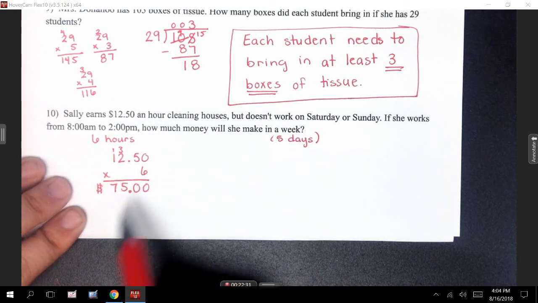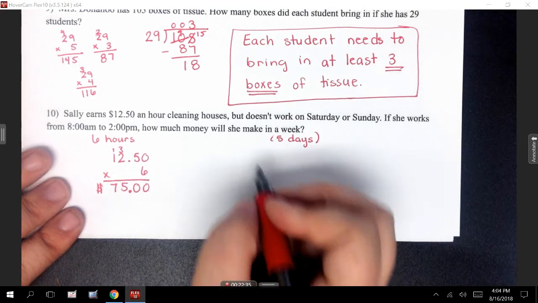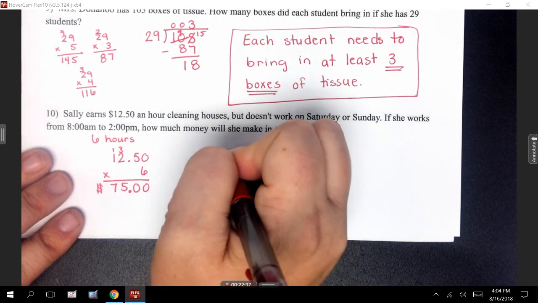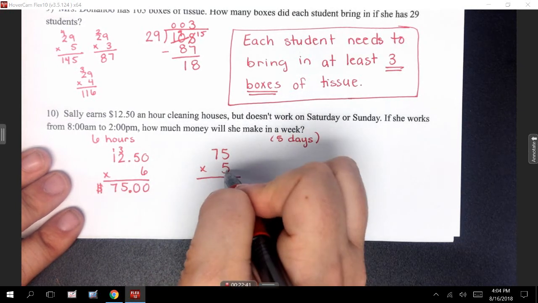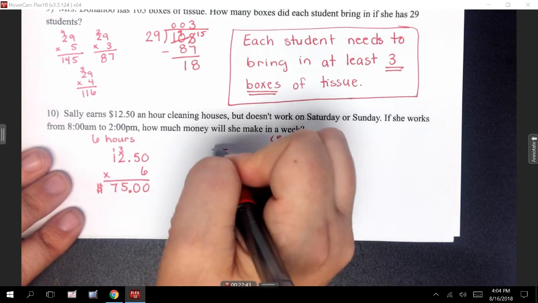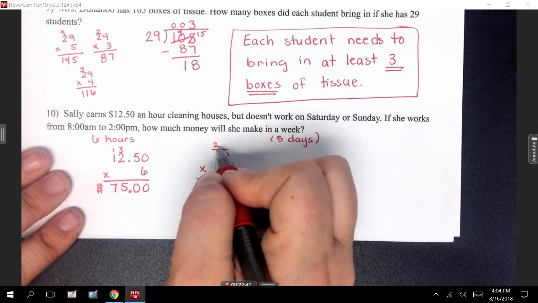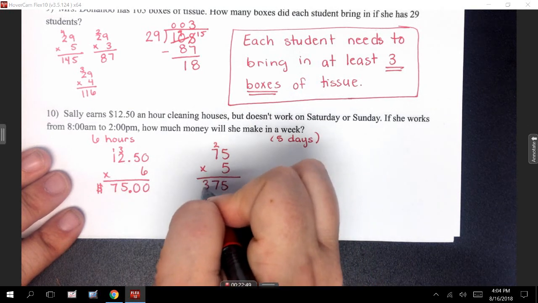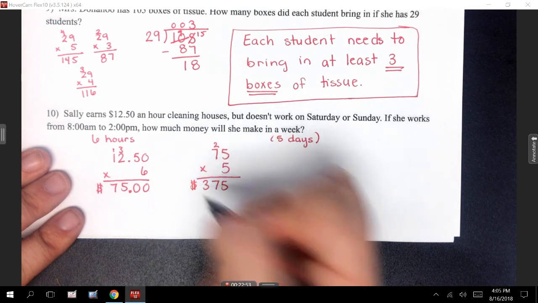All right, so now I know that it's $75 that she makes in a day. If I want to know how much she makes in the week, I need to take that $75 and multiply it times 5 since she's working 5 days. So 5 times 5 is 25, carry the 2. 5 times 7 is 35, plus the 2 is 37. So that gives us $375.